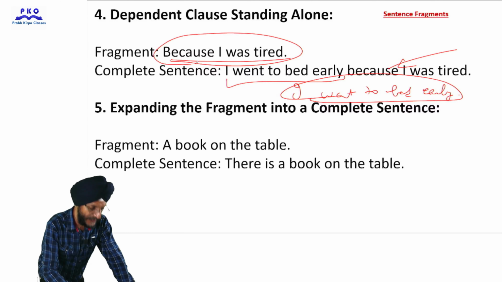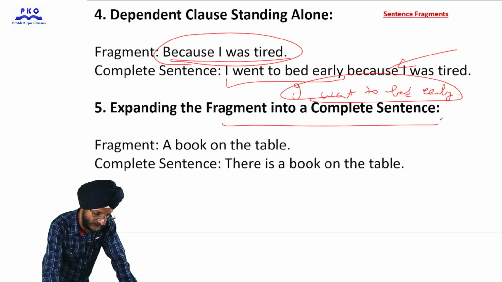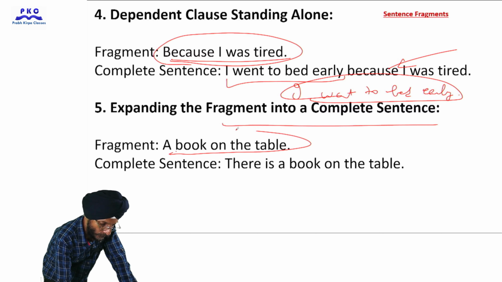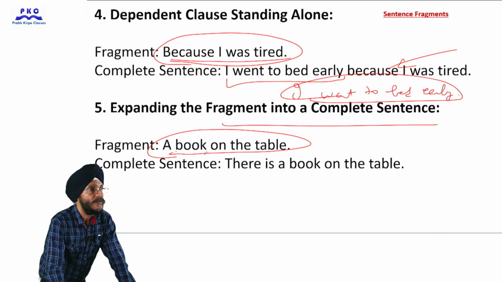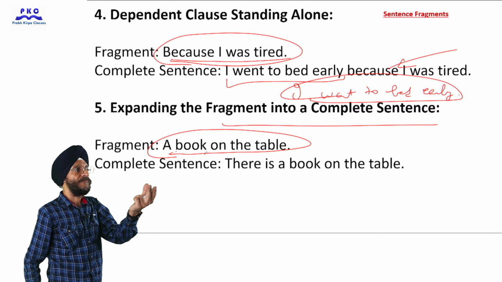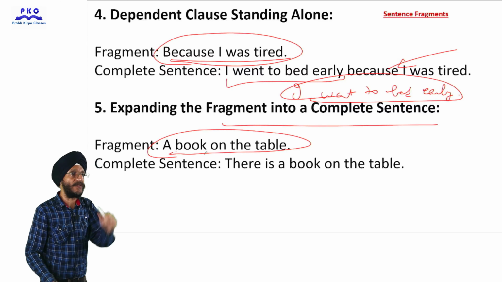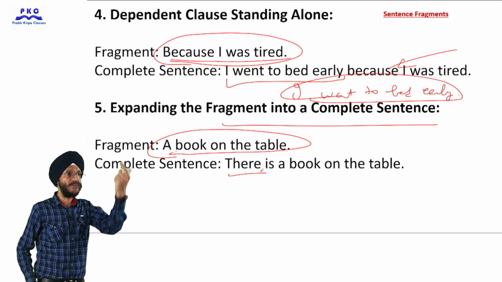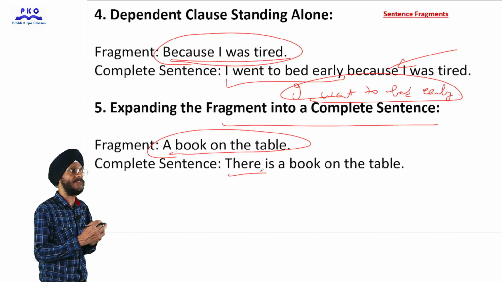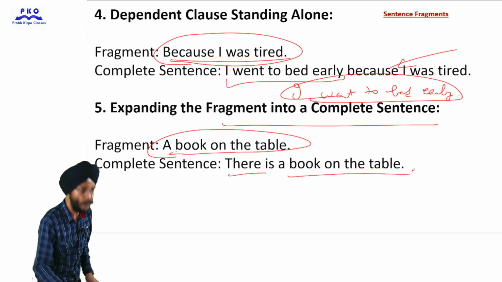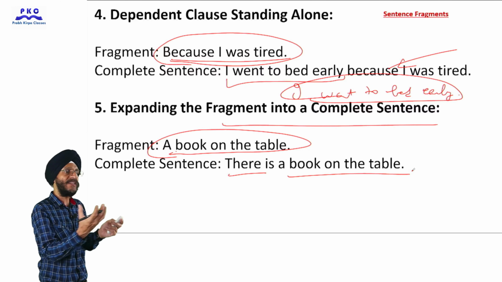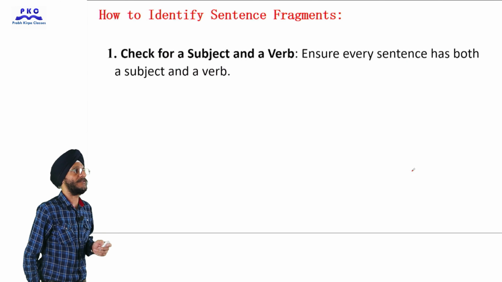Next is expanding the fragment into a complete sentence. This is the fragment: "a book on the table." This does not convey anything. "There is a book on the table." There shows location, or there is used to start a sentence, is is the helping verb, and a book on the table. It completes the sentence. We have expanded the fragment into a complete sentence.